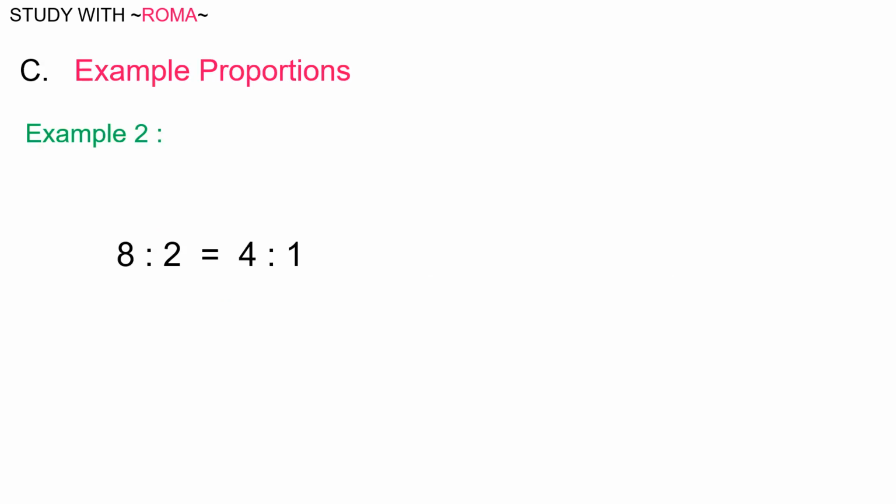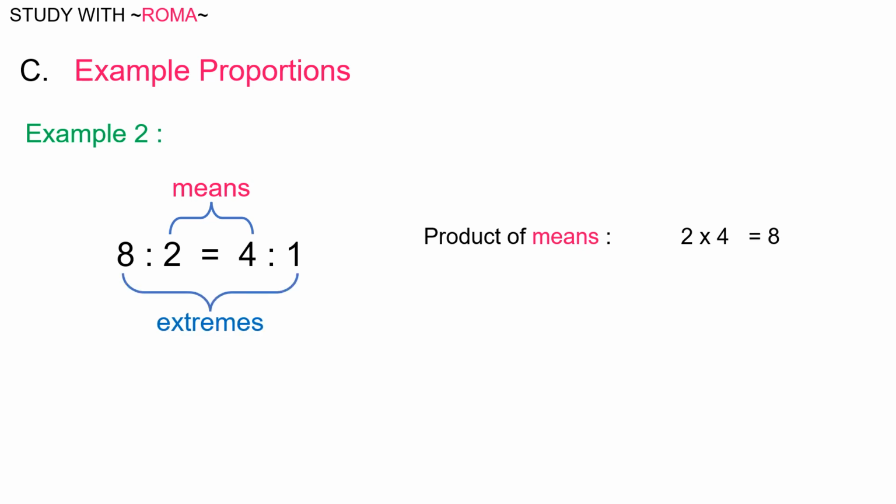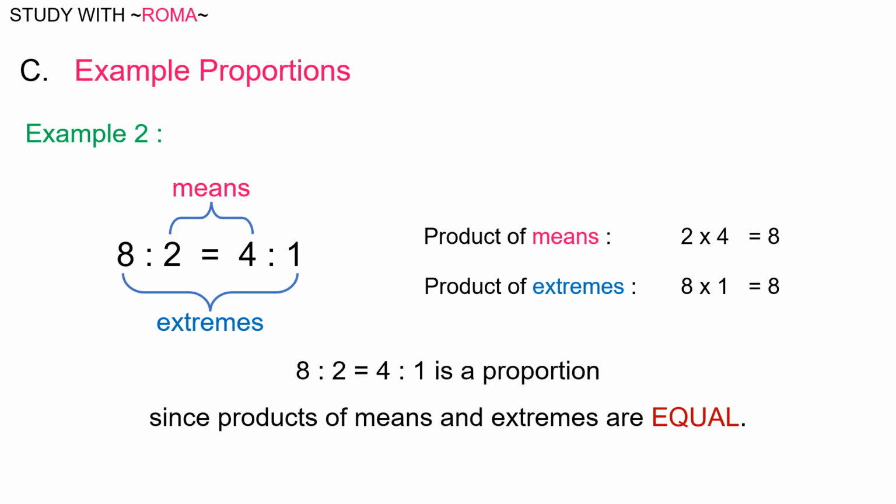Example number 2. Is 8:2 equals 4:1 a proportion? Let's check. The product of the means, which is 2 times 4, is equal to 8, and the product of extremes, which is 8 times 1, is also 8. 8:2 equals 4:1 is a proportion, since products of means and extremes are both 8.